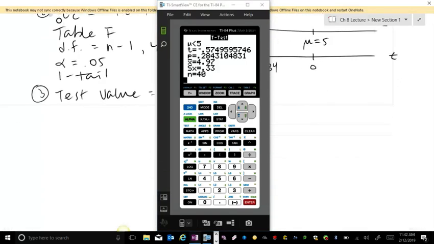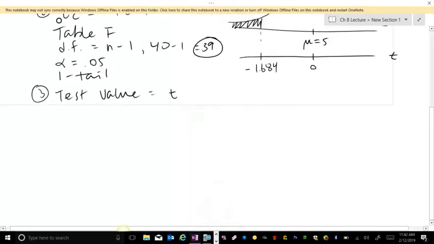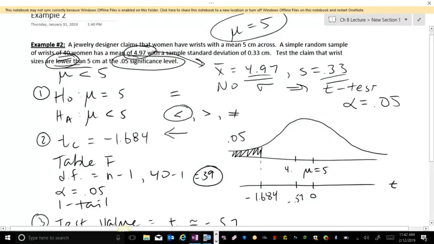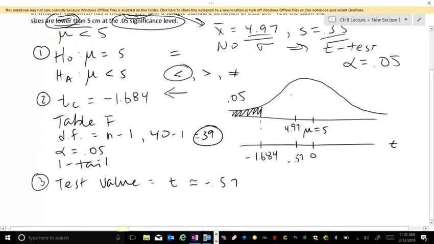So if I scroll up here, negative 0.57. Let me just shrink this down. It is negative 0.57. That lives over here, so negative 0.57, and this is for our sample mean of 4.97? A lot of 7s going on here. Yep, 4.97. So I'm not falling into the rejection region. I am in the fail to reject region. I am close enough to the hypothesized mean to say that it's not significantly lower. So step number 4, we fail to reject the null hypothesis.